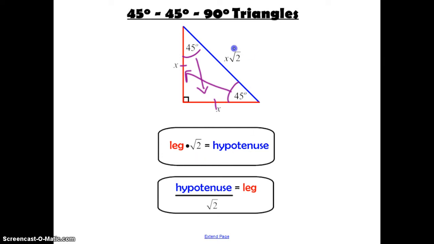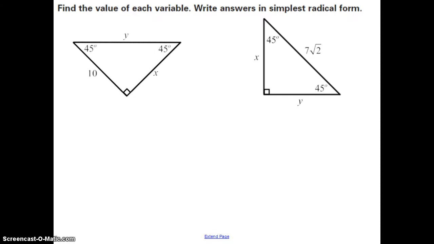Now if you wanted to go backwards, if you have the hypotenuse and you need to find the leg, then we would just do the inverse operation. Take the hypotenuse, divide by the square root of 2 to get the leg. Now let's do a couple examples.